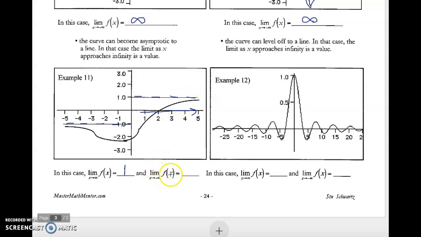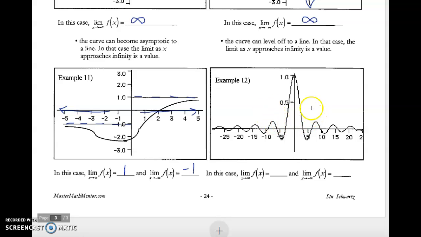As my function goes to negative infinity, as I look in this direction on my graph, what does my graph seem to be approaching y value wise? As I go this way, following my graph, it seems like it's approaching this asymptote, which is at -1.